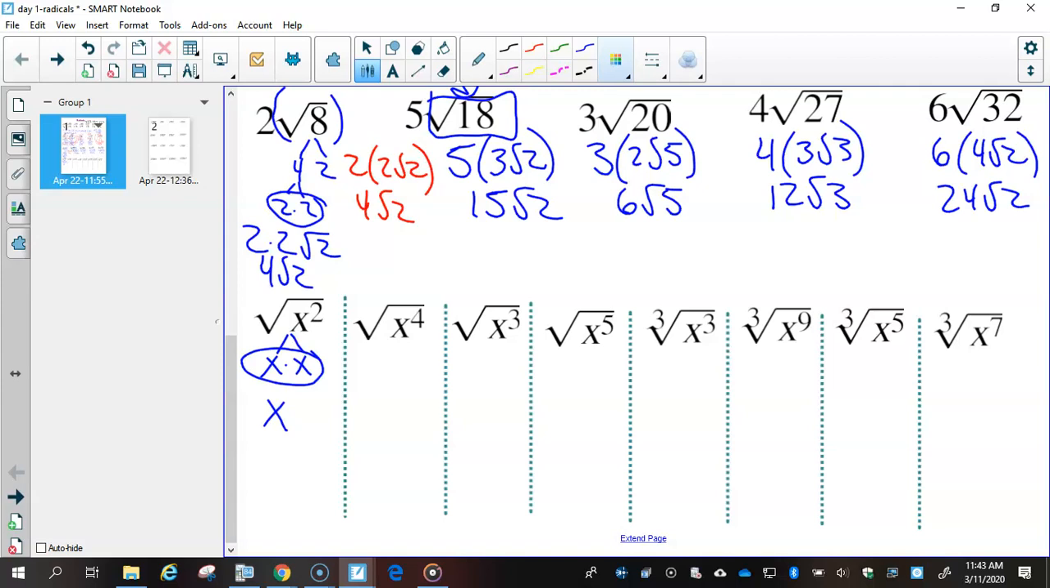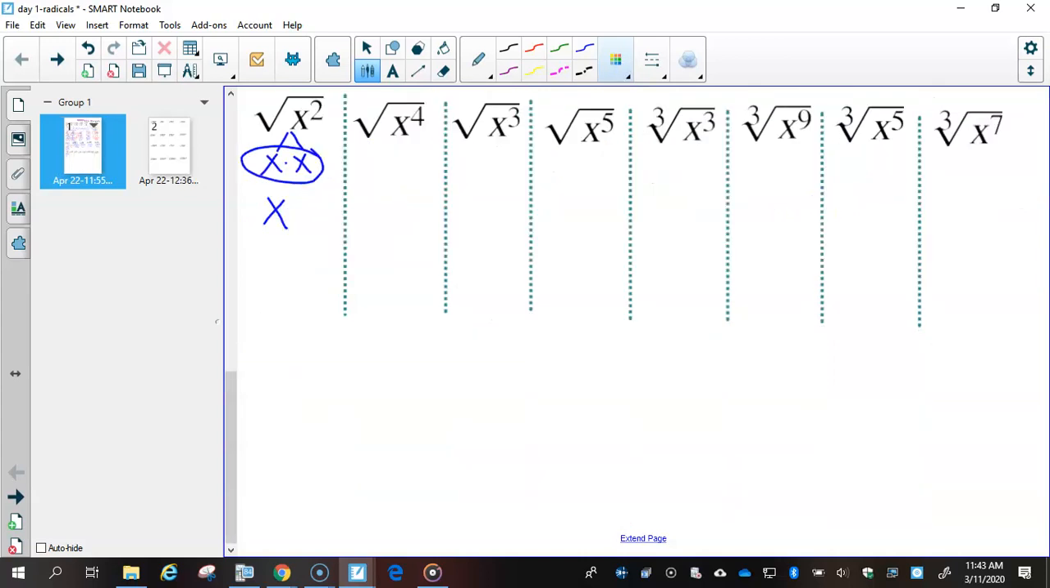We're going to do a couple of these. X to the fourth, how would I expand that? Do we have any pairs? Yes. How many? 2. So that means outside we have x times x with nothing inside. So our answer would be x squared. So this is also being very good with your exponent rules. You need to remember if we're multiplying like bases, we're adding our exponents.